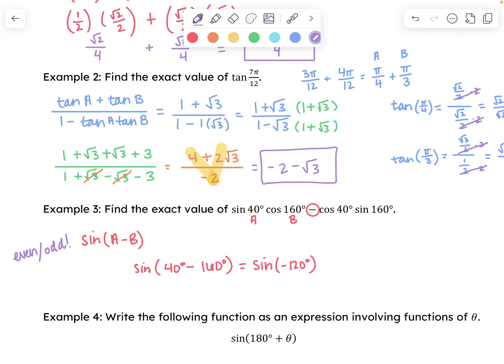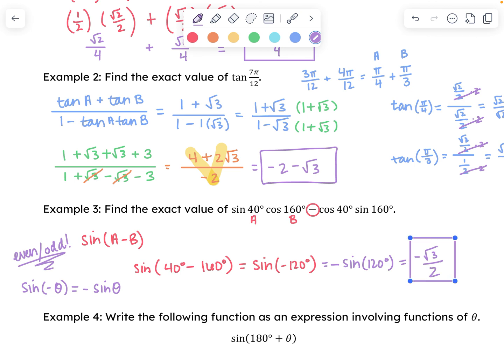So if I remember my even-odd identity, if I have the sine of negative theta, that's equal to negative sine of theta. So I can come over here and I can say that this is going to be equal to the negative sine of 120 degrees using my even-odd identity. And now sine of 120 degrees is on my unit circle. I can look at my unit circle, look at 120 degrees, which is over in quadrant 2, and the sine would be square root of 3 over 2, but I do have that negative in front of it, so it's going to be negative square root of 3 over 2 for my final answer here.